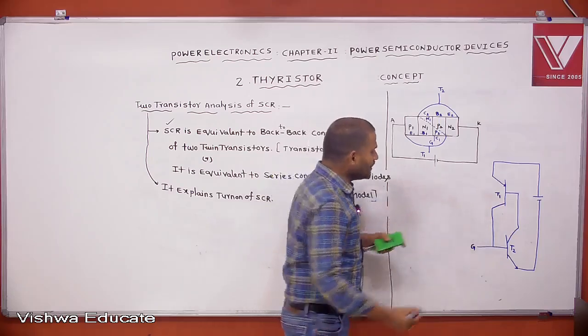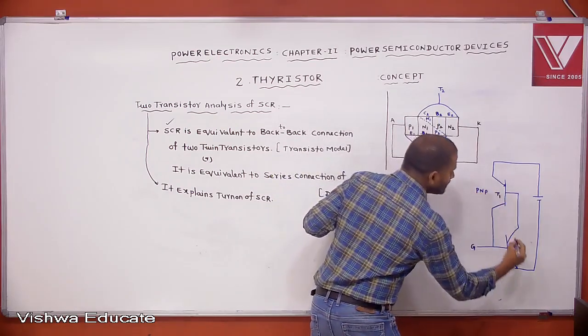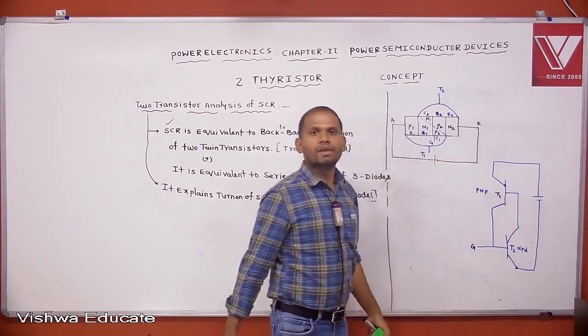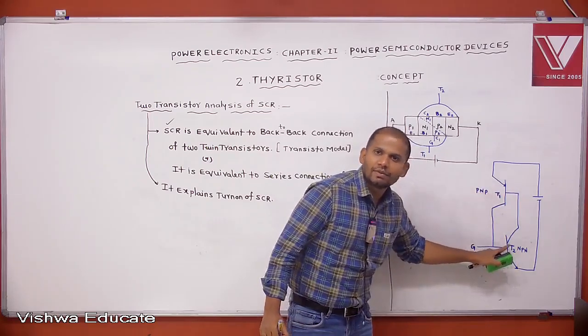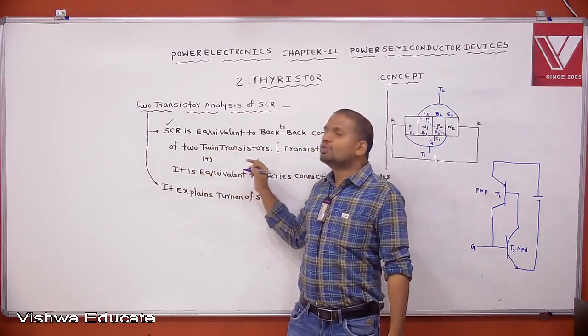Then this is which transistor? PNP transistor. And this is which one? NPN transistor. Then it is a back-to-back connection of two transistors now. That's why SCR is equivalent to a back-to-back connection of two transistors.